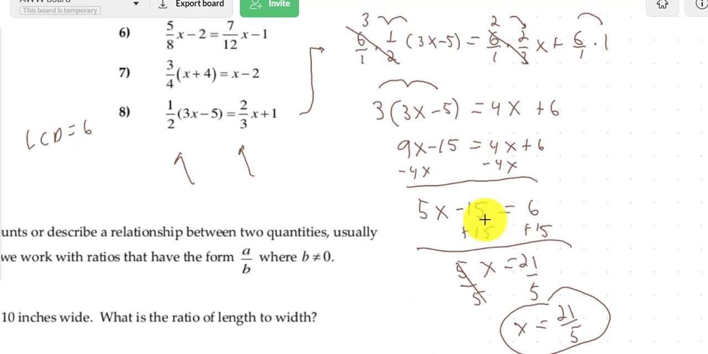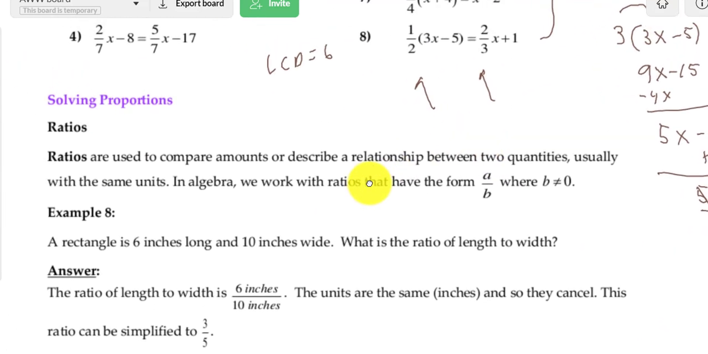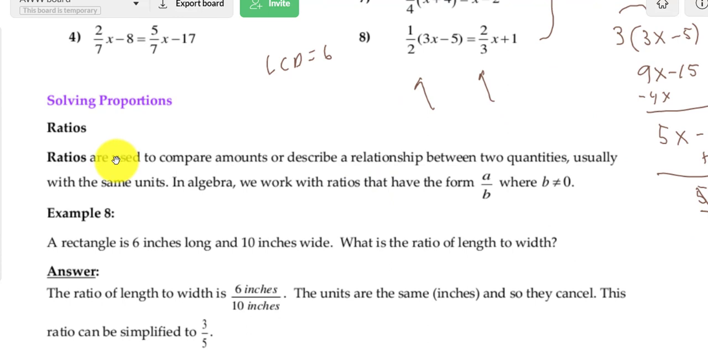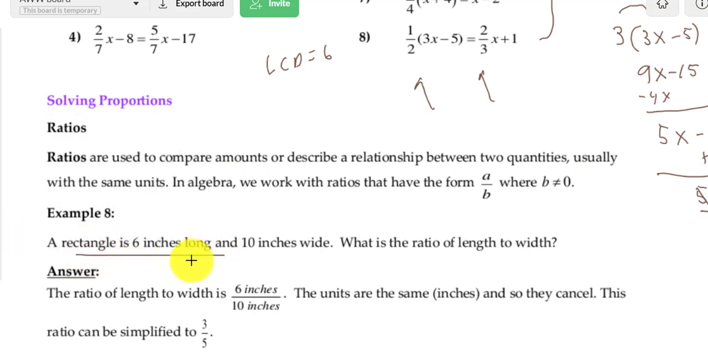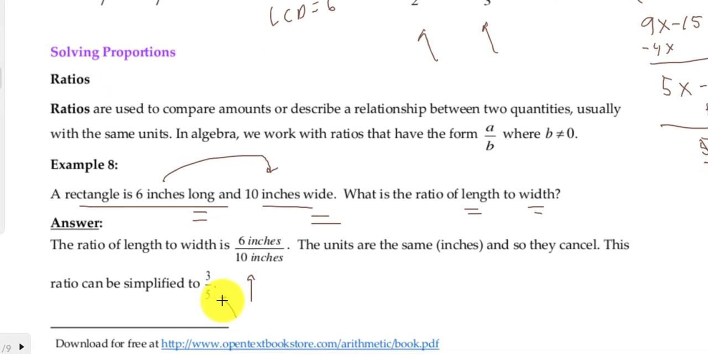Okay. Let's keep moving on here. Next it says solving proportions. Okay? It says ratios are used to compare amounts or describe relationships between two quantities. So they give a nice example here. If a rectangle is 6 inches long and 10 inches wide, the ratio of length to width would be the 6 over 10, right? Which could be simplified to 3 over 5. Let's take a look at the next page.